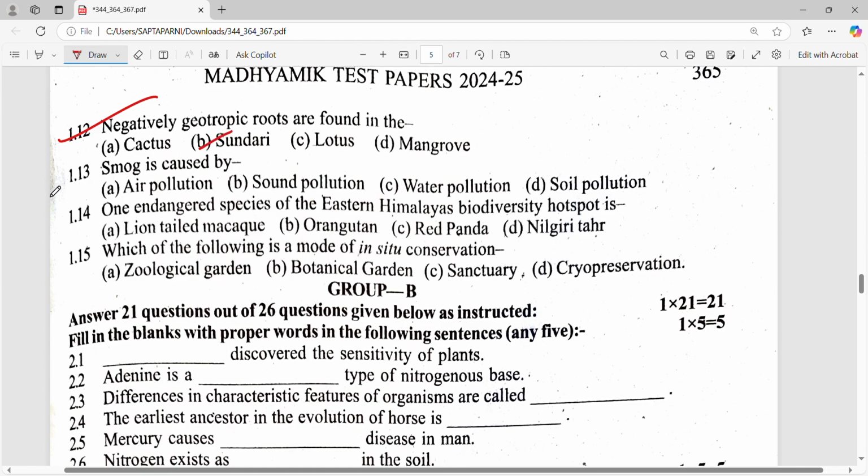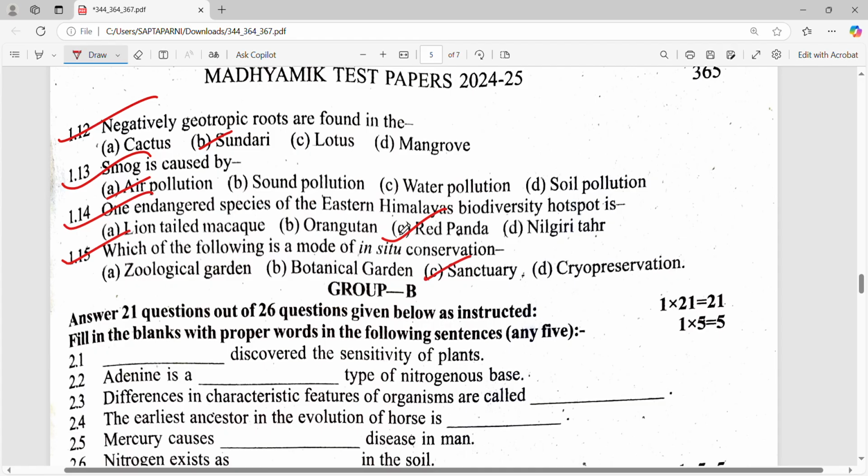Smog is caused by air pollution. One endangered species in the eastern Himalaya hotspot is red panda. Which of the following is a mode of in situ conservation? Here the sanctuary is in situ conservation.